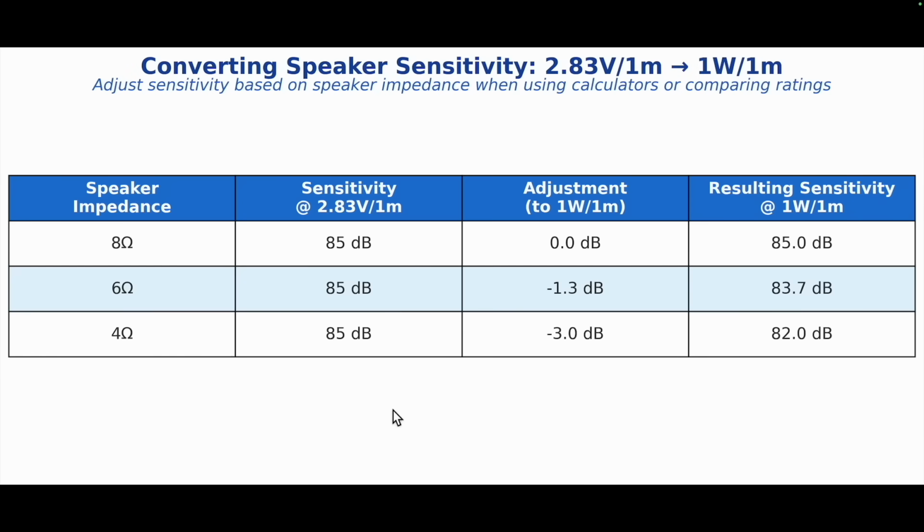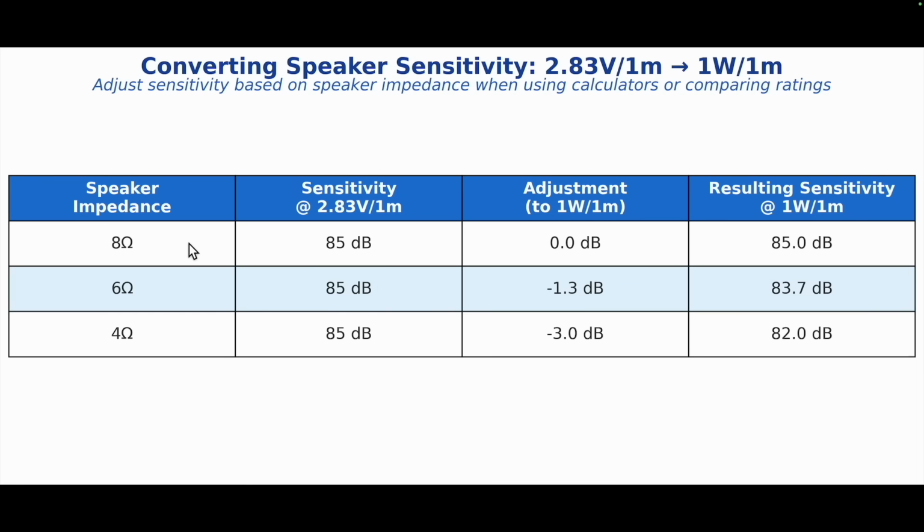If I have a speaker that's measured 85 decibels, 2.83 volts 1 meter at 4 ohm, and I want to convert that to 1 watt 1 meter, then I subtract 3 decibels and I get 82 decibels. It's worth noting that 2.83 volts 1 meter is also referenced to an 8 ohm load. So if you have a speaker impedance of 8 ohm and it's measured at 2.83 volt 1 meter, there is no adjustment needed and you are at 85 decibels at 1 watt.